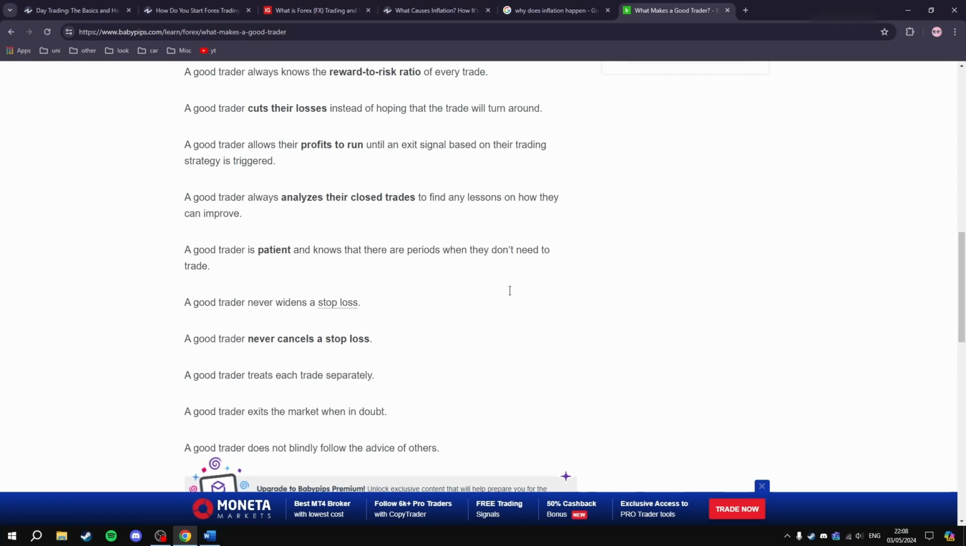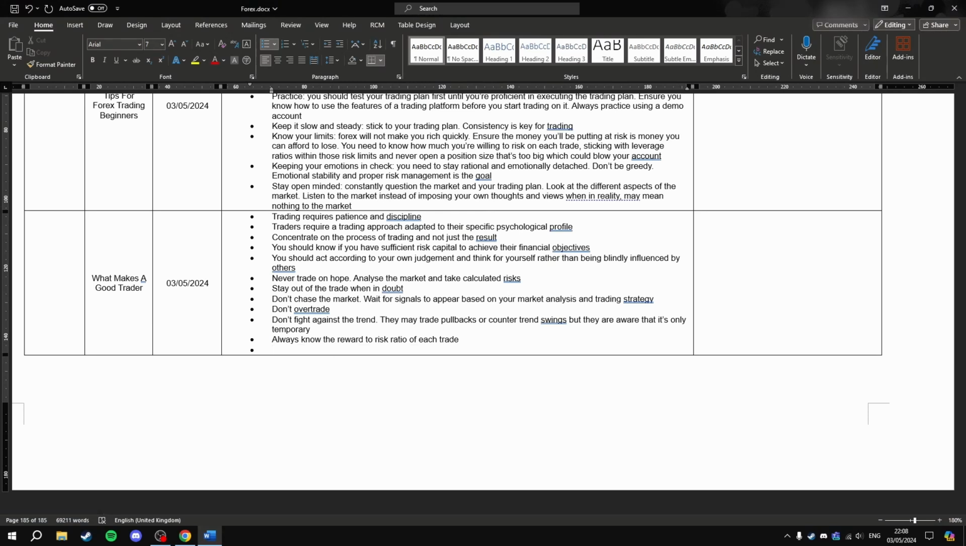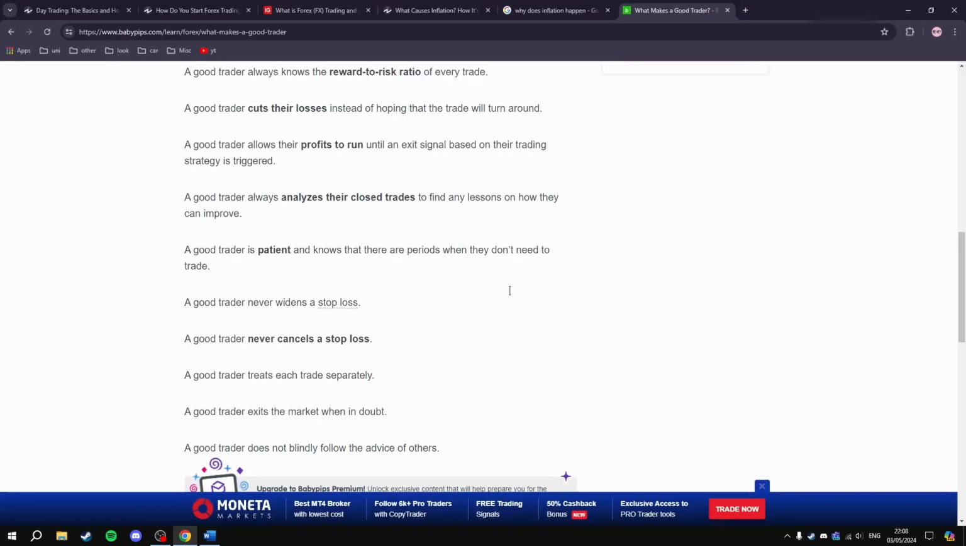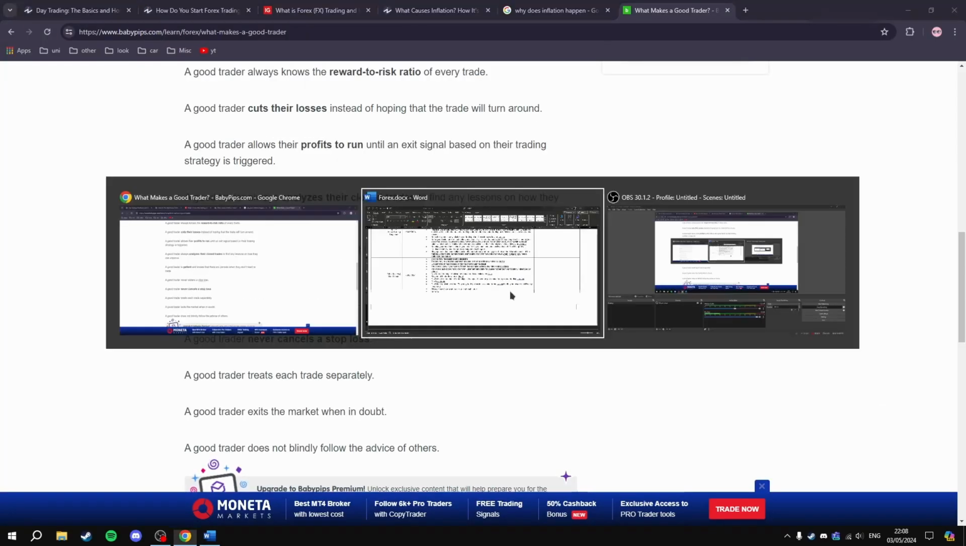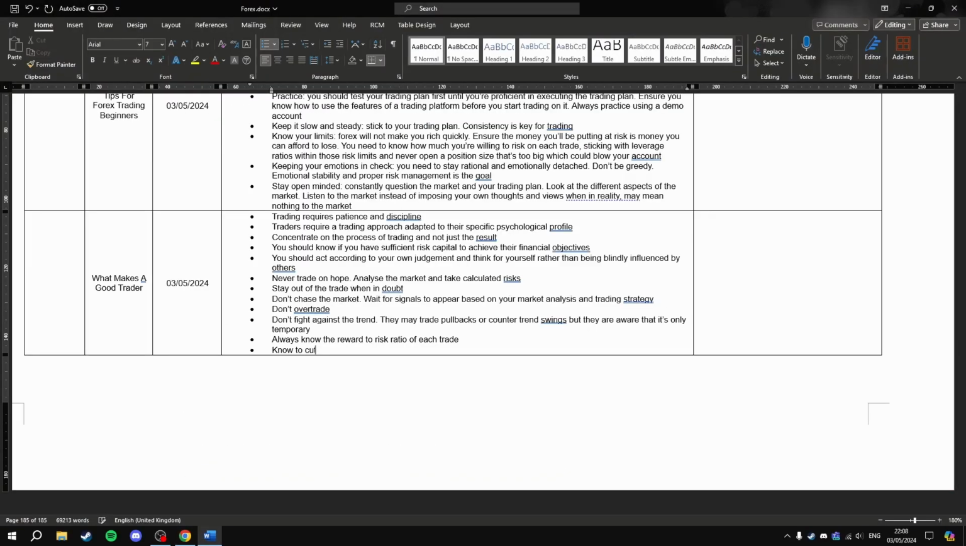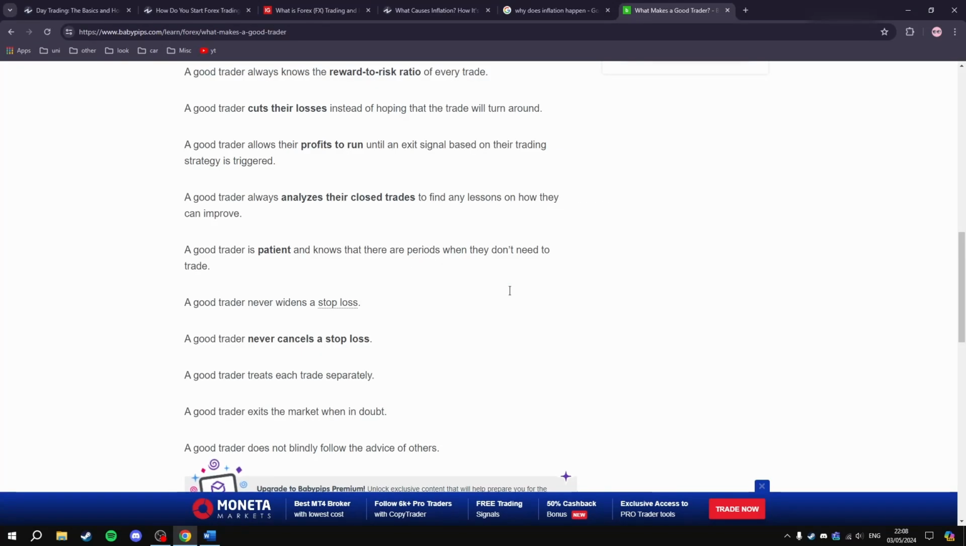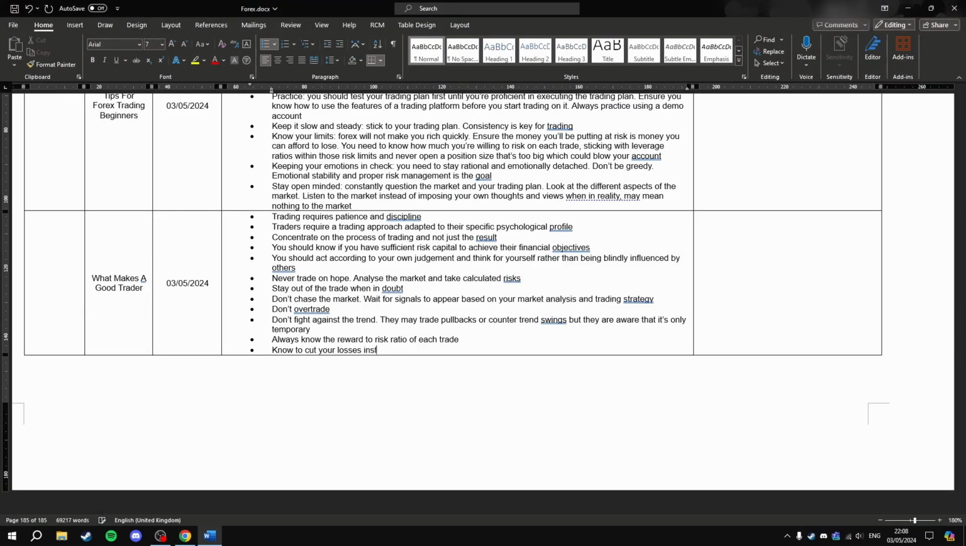A good trader cuts their losses instead of hoping that the trade will turn around. So know to cut your losses instead of hoping that the trade will turn around.